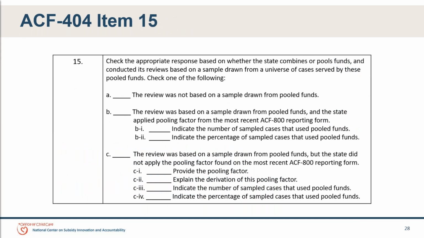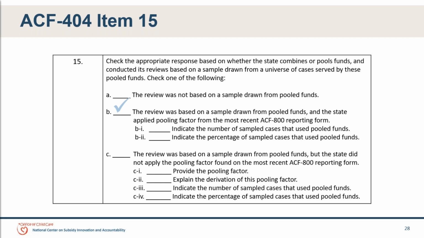Actually, let's keep talking about the pooling factor. Item 15 asks, did you use a pooling factor? You're going to have to check either A, B, or C. If your review was not based on a sample drawn from pooled funds, then it's going to be really easy. You just check A.